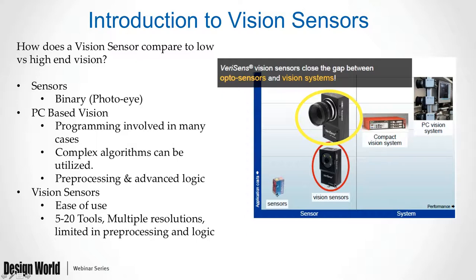There are also a lot of places for what we're going to get into and talk about, vision sensors. These are a nice fit that's come in through the years. Ease of use is the main key thing here, along with an abundant amount of tools. In typical cases we're looking at 5 to 20 tools that we can use, and we'll go through some of these tools. Multiple resolutions now from VGA up to 5 megapixel. Again, limited a little bit in the pre-processing and the logic though.